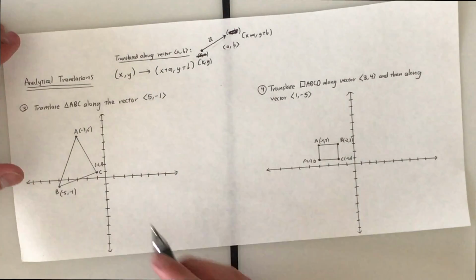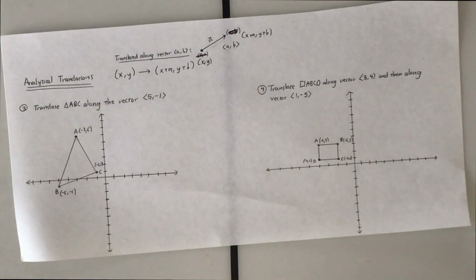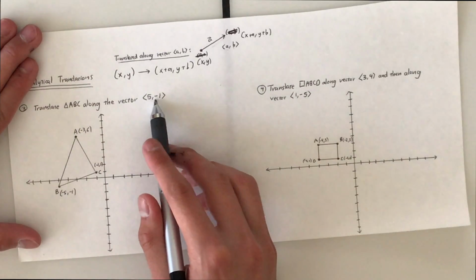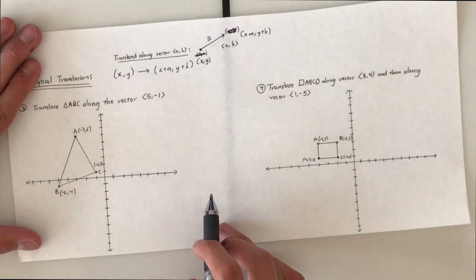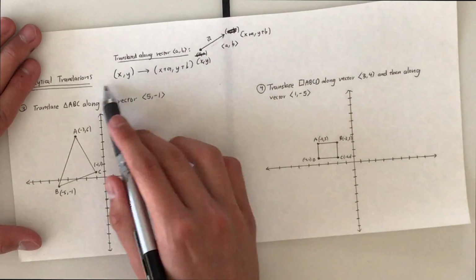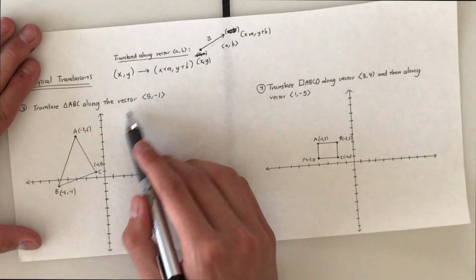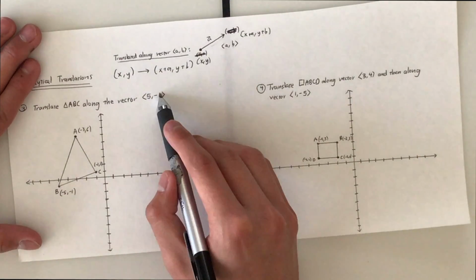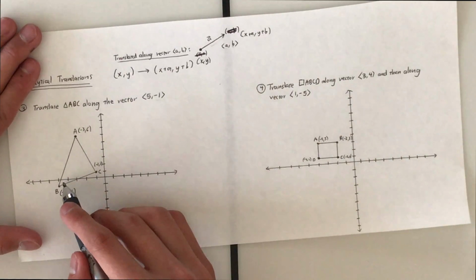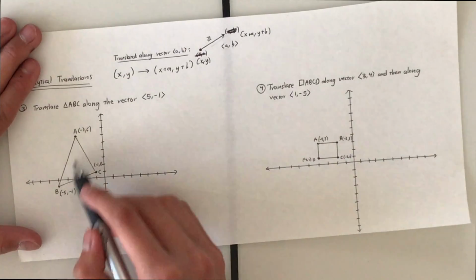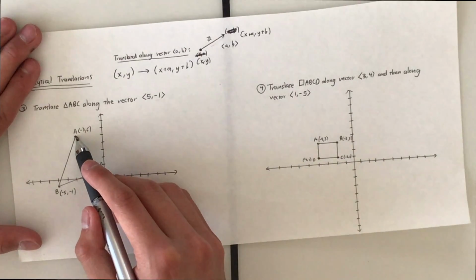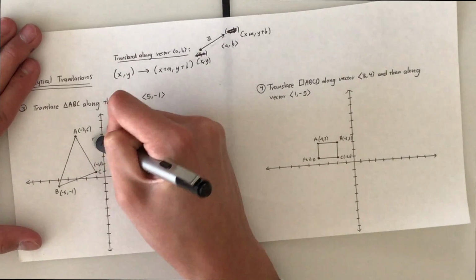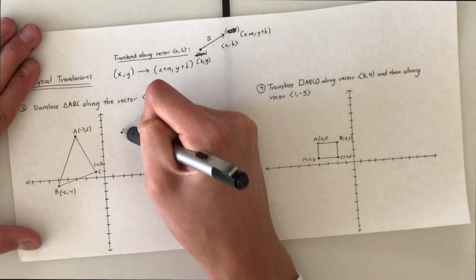So now let's do a problem. Here it says to translate this triangle along a vector 5, negative 1. So you can just use this rule right here. You add the a to the x coordinates of each of the points and the b, so that'd be negative 1, to the y coordinates. So let's add 5 to a first. Negative 3 plus 5 would be 2. Or you could count over 1, 2, 3, 4, 5.